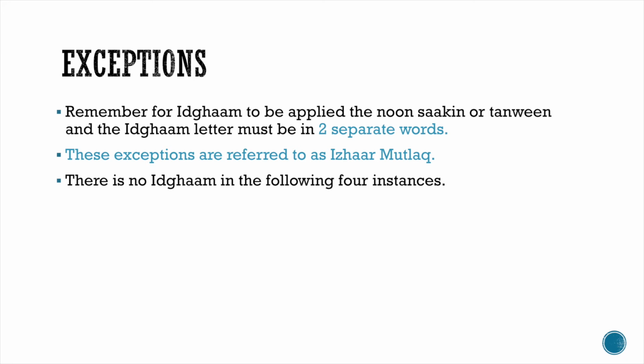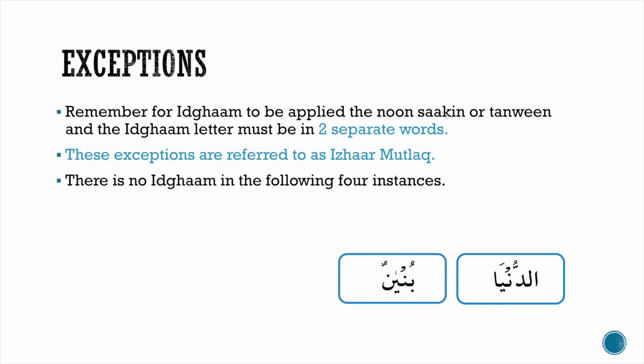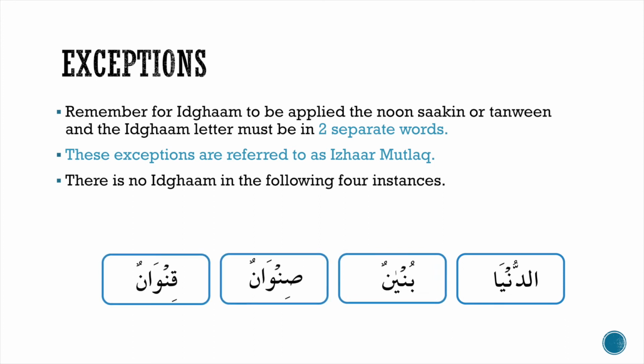Exceptions of the idgham rule. Remember, for idgham to be applied, the noon sakin or tanween and the idgham letter must be in two separate words. These exceptions are referred to as idhar mutlaq. There is no idgham in the following four instances. These words are ad-dunya, which we have done previously, bunyanun, sinwanun, and qinwanun.